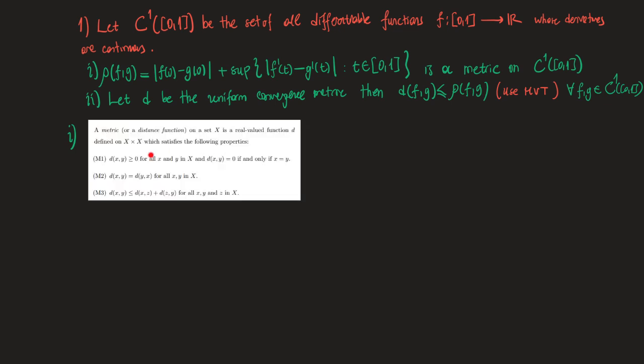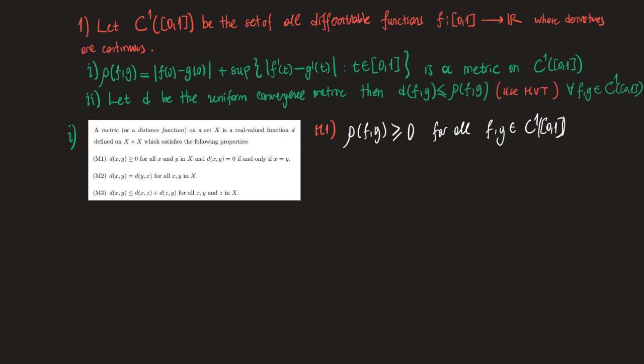So here's my definition. Let us show the first property, M1, is satisfied. As you can see, each part of the function, for example here, is always positive. This is also positive. So this first property holds: rho(f, g) is always positive or 0 for all f, g in C1[0, 1].